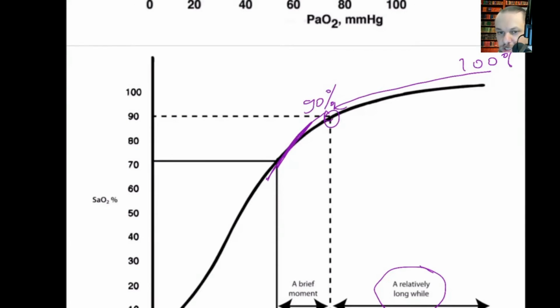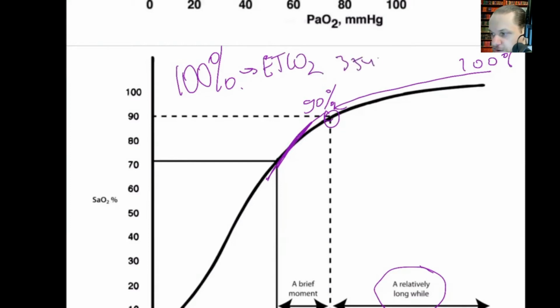So if you pre-oxygenate well, use two-handed technique, not one-handed technique, and you denitrogenate the lungs, because we said it's 79% nitrogen, I'm going to do 100% oxygen with my BVM. I want to do full nitrogen washout. I'm going to connect it to my end-tidal CO2 detector so I know that every breath is going in, and I want to keep my end-tidal CO2 35 to 45. If I pre-oxygenate this patient to 100%, I have 4 to 5 minutes of wiggle room.